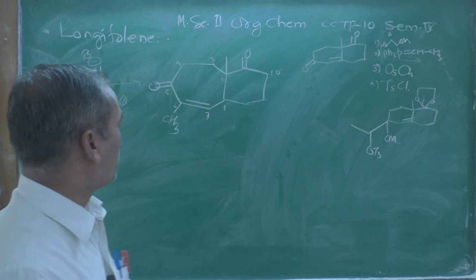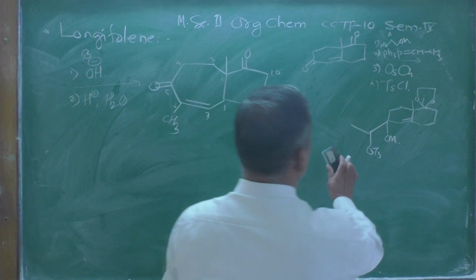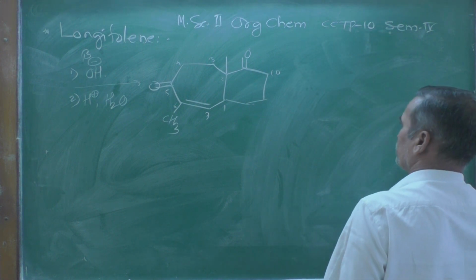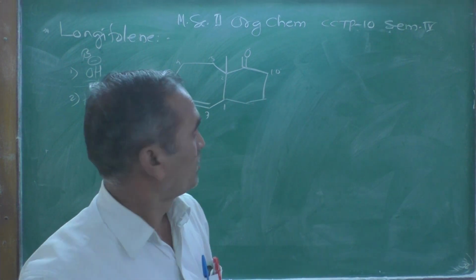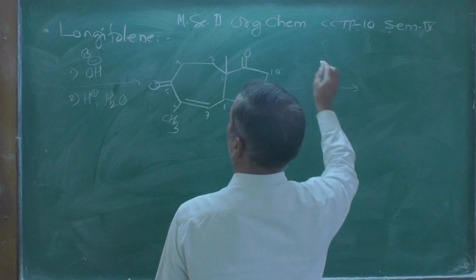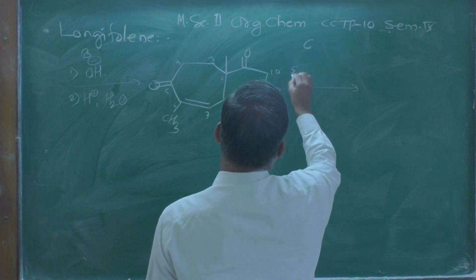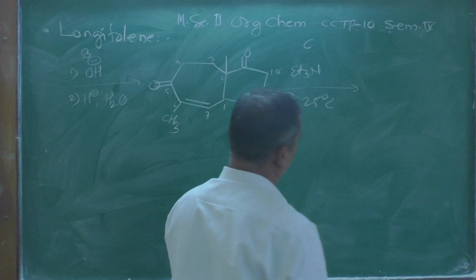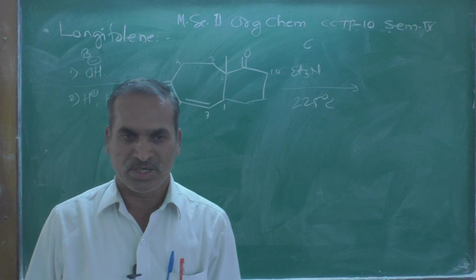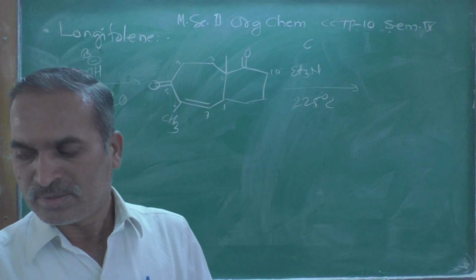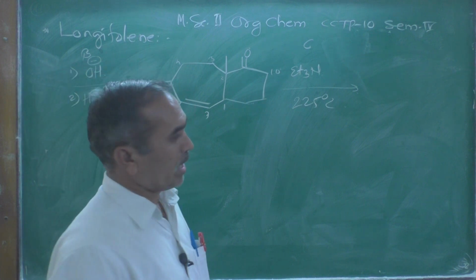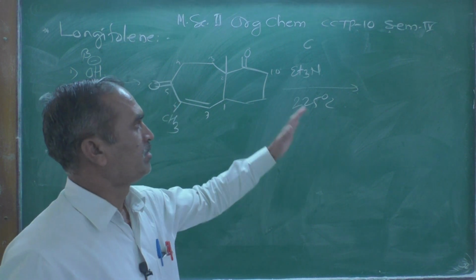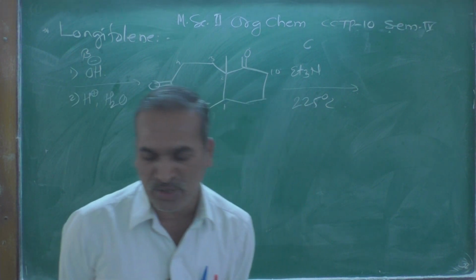And now this compound is further treated with, observe this reaction carefully, Et3N, triethylamine, at 225 degrees centigrade, at a higher temperature. This condition is maintained here to get the desired product. The triethylamine is used, and the temperature is kept very high, 225 degrees centigrade.